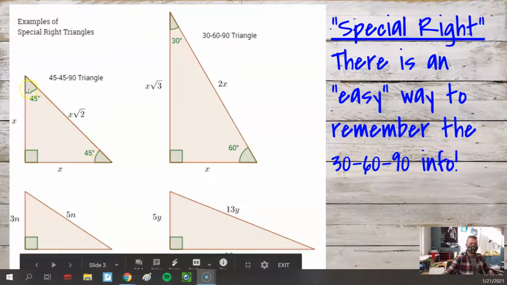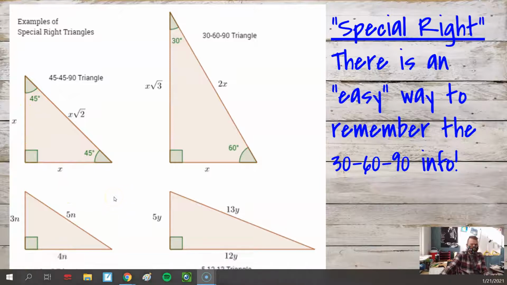What type of triangle is this? Isosceles, right? So if you flip to the paper that has not the unit circle, and you look at this paper.